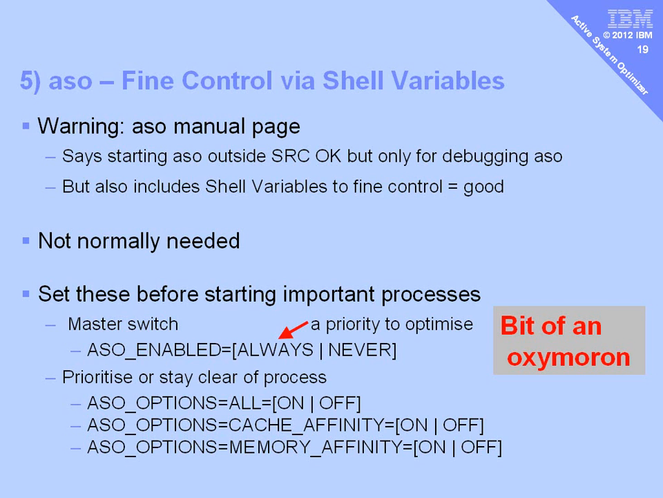Of course, there's a little bit of an oxymoron here: once the application program is running, you decide that you don't want it to be optimized. Well, you can't go back and set the shell variable, so you'd have to set these for the next time that you run your applications. The only example I can think of is that if we find out by watching ASO that it keeps trying to optimize one particular set of processes and keeps failing, then next time we could tell it via the ASO options to not try those applications and concentrate on something else.